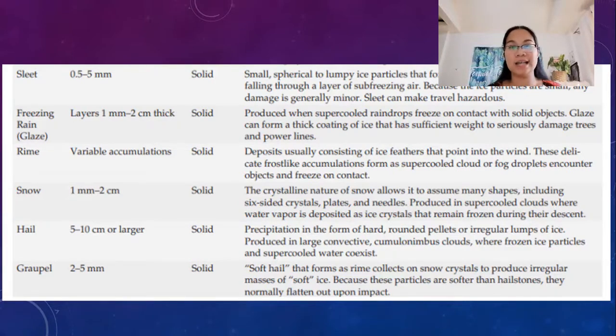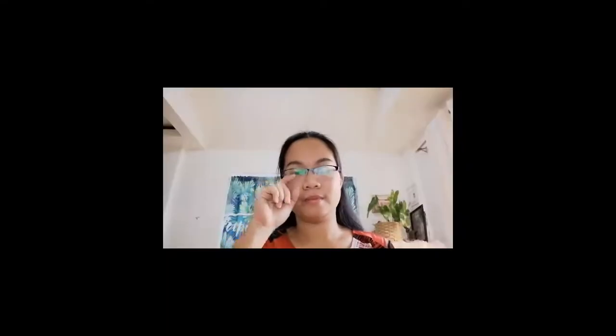Then we have rime. They vary in size. Deposits usually consisting of ice feathers that point into the wind. These delicate frost-like accumulations form from supercooled cloud or fog droplets when they encounter objects which are at freezing point and freeze on contact with the cold objects. Then we have the snow, 1 millimeter to 2 centimeters. Then we have hail, as I have mentioned, they are large particles of ice, 5 to 10 centimeters. And then graupel, where we have 2 to 5 millimeters. They are known to be a soft hail.